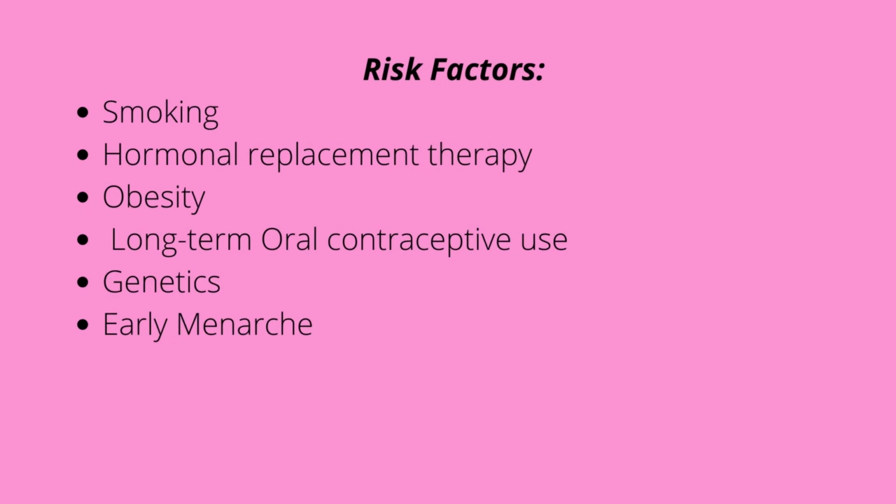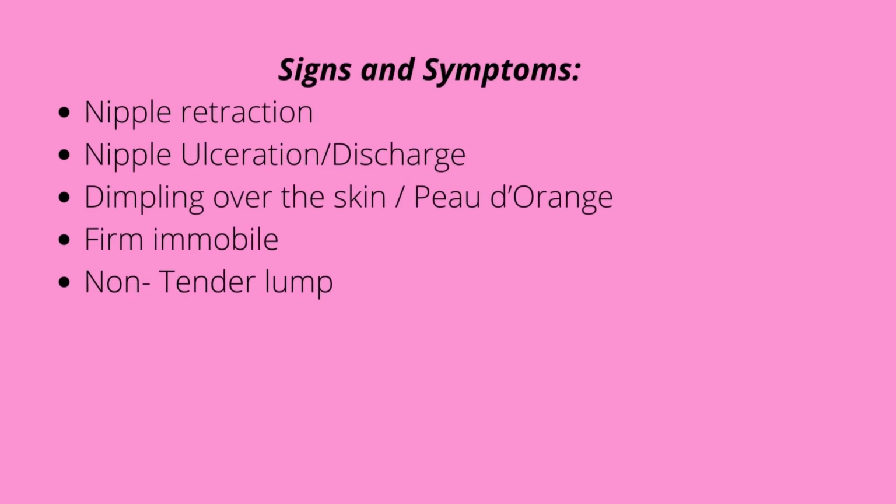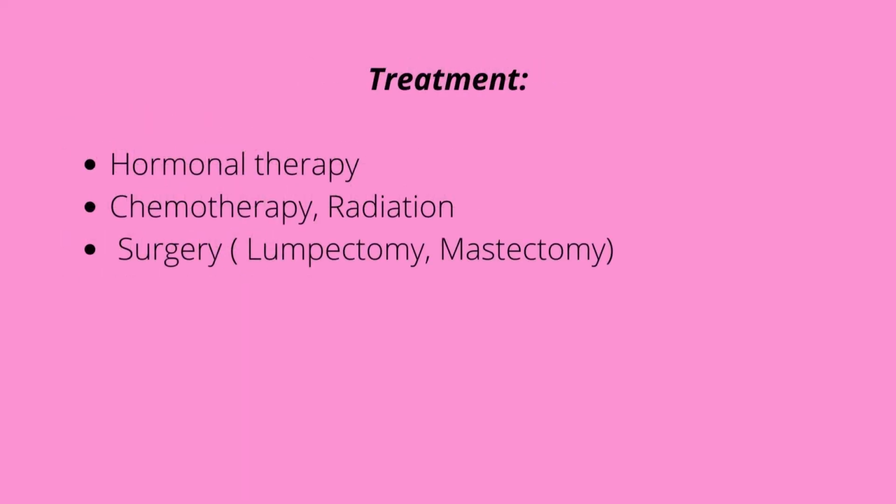Community health. So risk factors for this include smoking, hormonal replacement therapy, obesity, long-term use of oral contraceptives, as well as genetics and early menarche. Signs and symptoms of this include nipple retraction, ulceration, or even discharge, dimpling of the skin around the breast, and a firm, immobile, non-tender lump. How do we treat this? We could do hormonal therapy, chemotherapy, and surgery. It could include either mastectomy or lumpectomy.